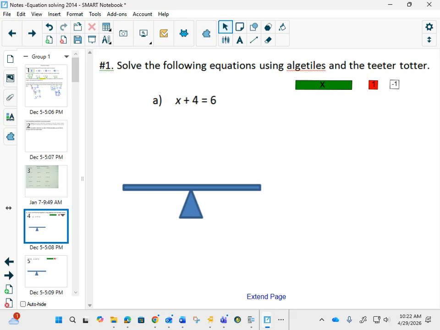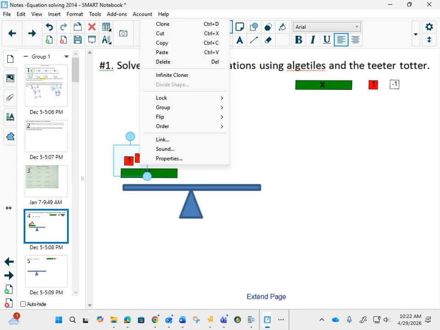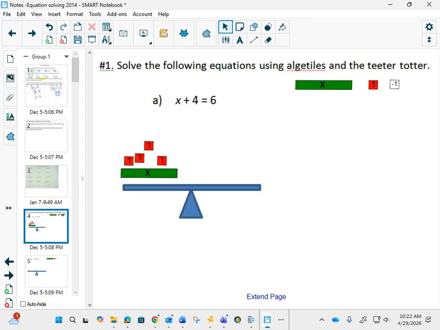So what we're told right now is that on this balance, x plus 4 is equal to 6. In algebra tiles, that means I could take an x and add 4. 1, 2, 3, 4, right?